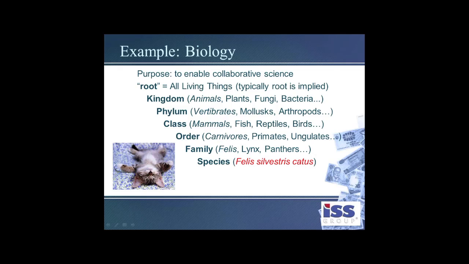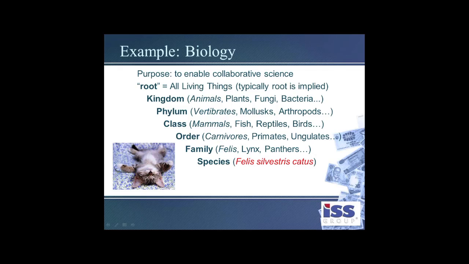So here's an example. Again, if you had a biology class, you know this. So the purpose is to elaborate and to enable a collaborative science across the world. So the key here is that the root is all living things. And so within this, there is kingdom and phylum and class and order and family and species.